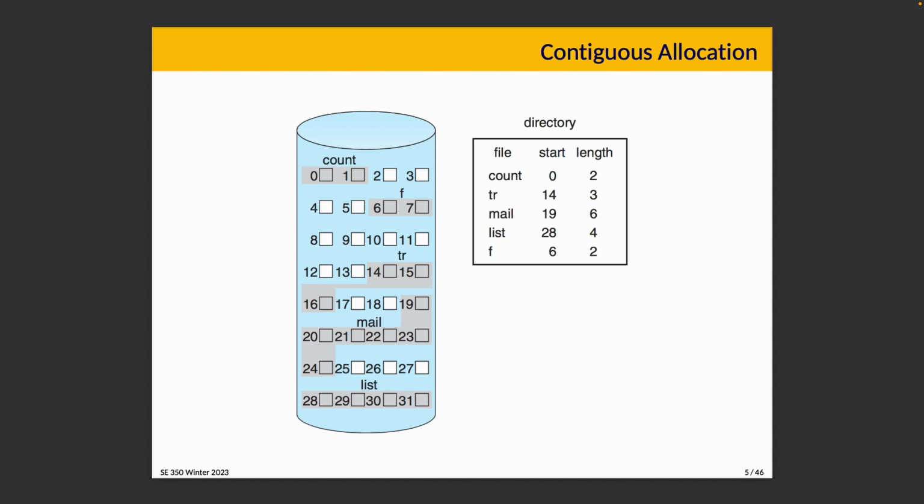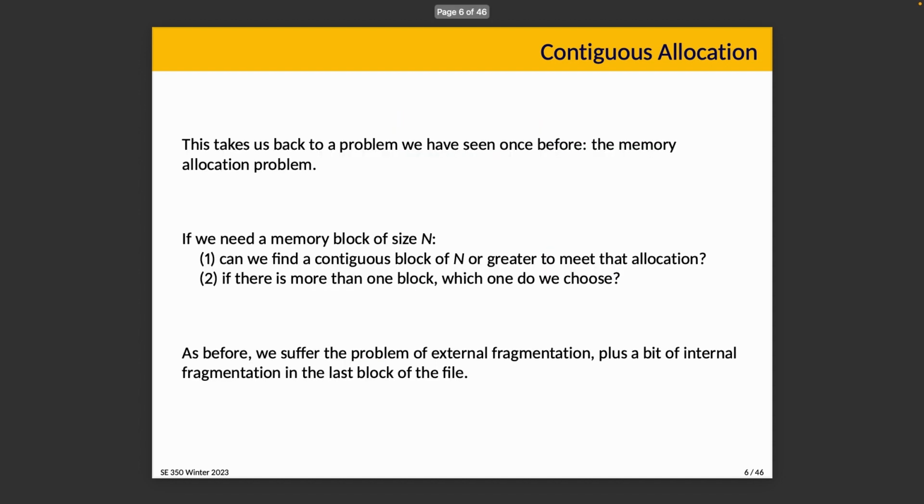So contiguous allocation on the comically small disk here that has 32 little squares looks like this. If the file is called count, it starts at 0 and has length 2. The file f starts at 6 and has length 2. The file tr starts at 14 and has length 3, and so on. Okay, so super easy, but there are some questions that can easily arise.